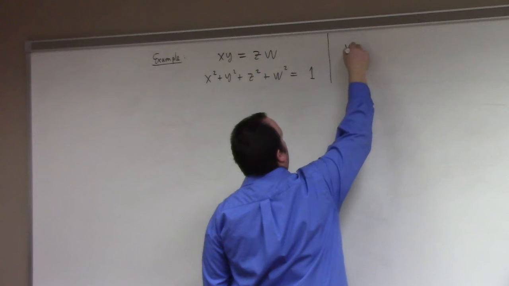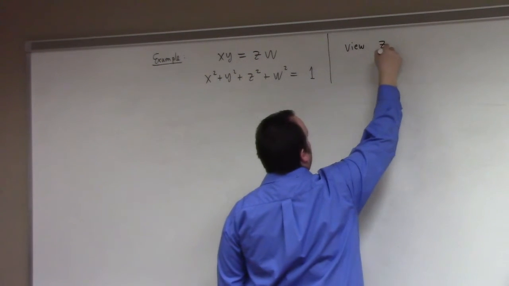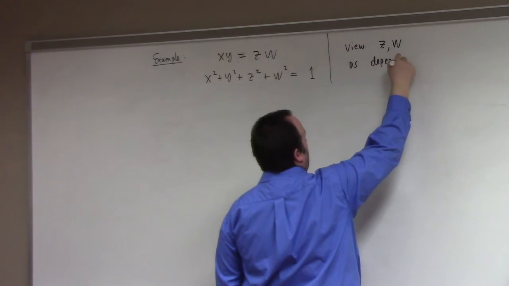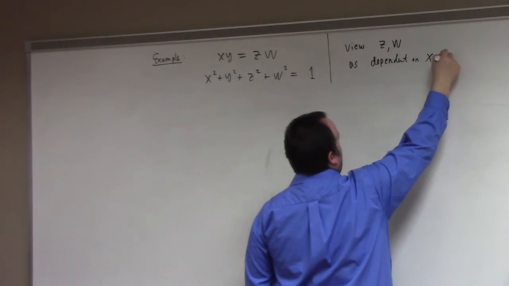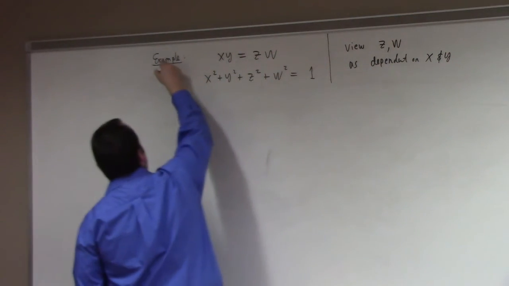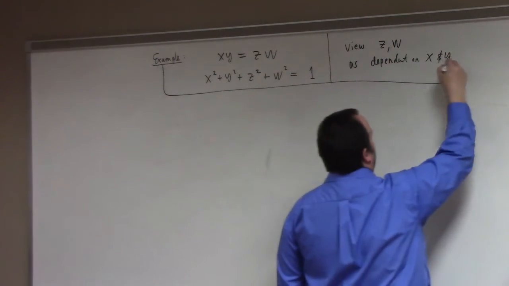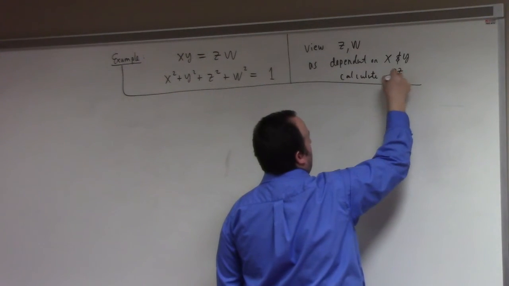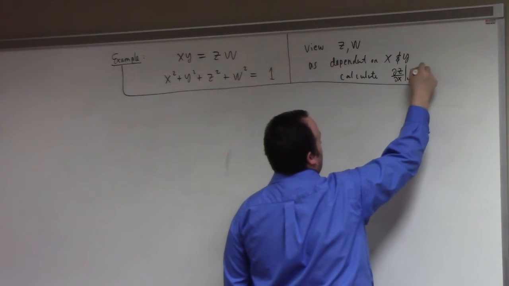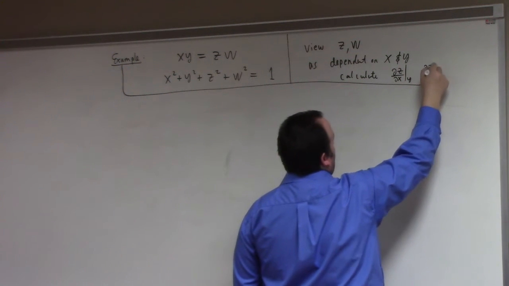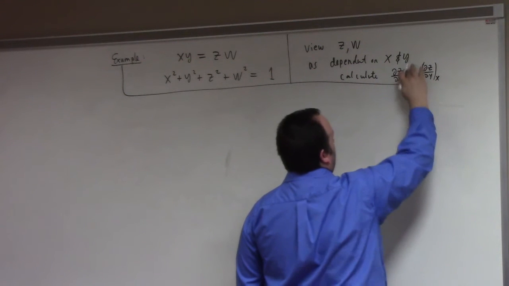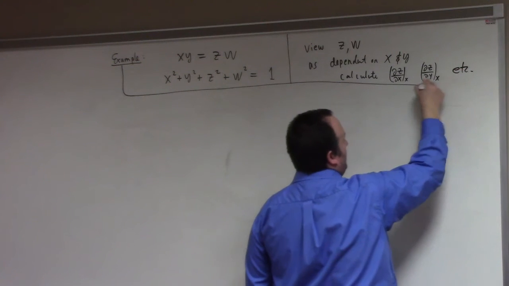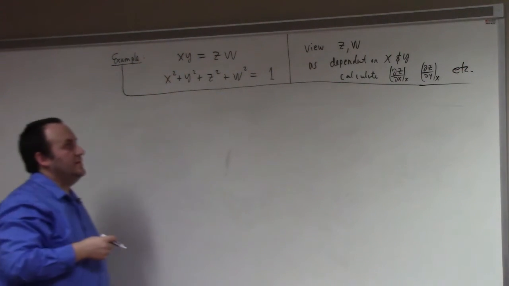Let me tell you what we're going to try. We're going to view z and w as dependent on x and y, and I want to show you how to calculate partial z partial x holding y fixed, and partial z partial y holding x fixed, etc. All right. So how is that accomplished?